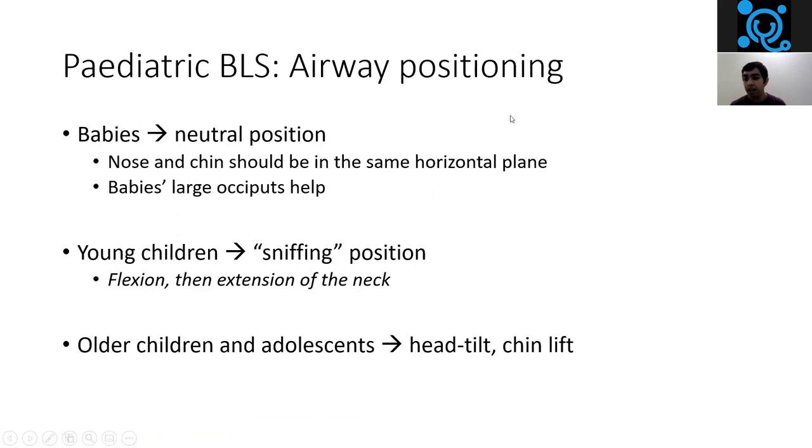And then the other key difference is airway positioning. Now, I'm really sorry I couldn't put any pictures on here. I couldn't find any appropriate images that were copyright free, but I would recommend Googling to find some pictures, or looking through an appropriate life support manual where they show you the positions. Often people don't quite know the difference between neutral position and the sniffing position.